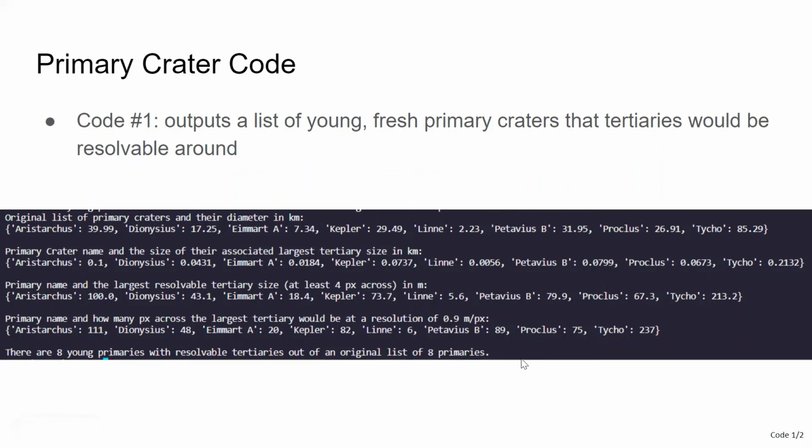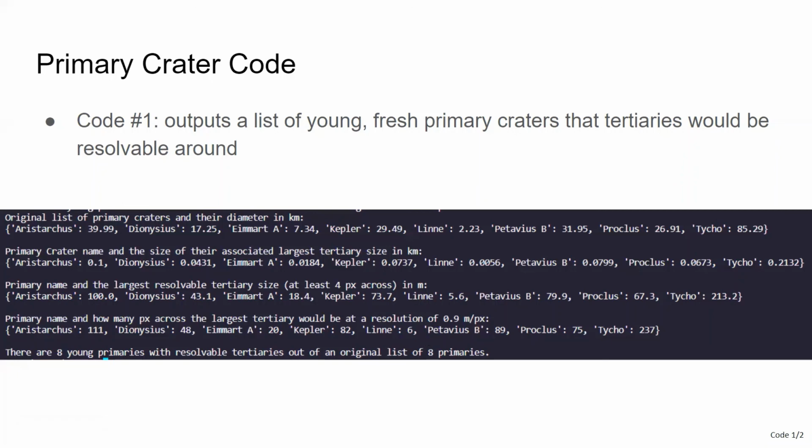This one, I plugged in only very, very young primaries. And look, for all 8 of them, you could potentially find tertiaries around. Note, however, this includes Tycho and Batavius B that I already looked around and didn't find them. But that was before I had that list of tertiary crater characteristics and before I knew where to look for them.